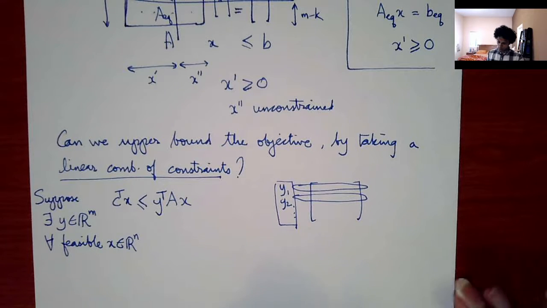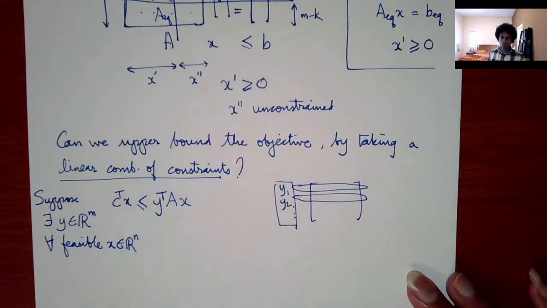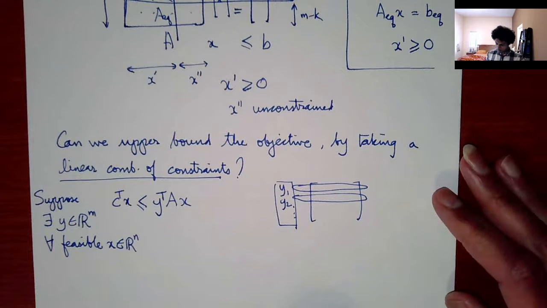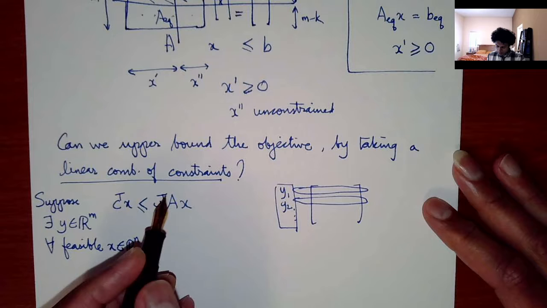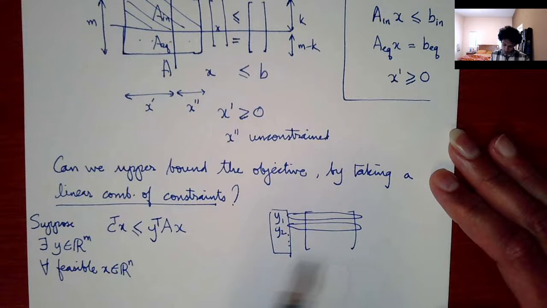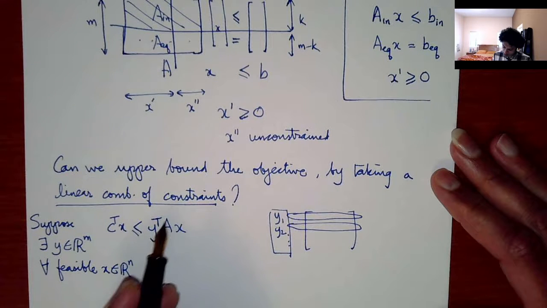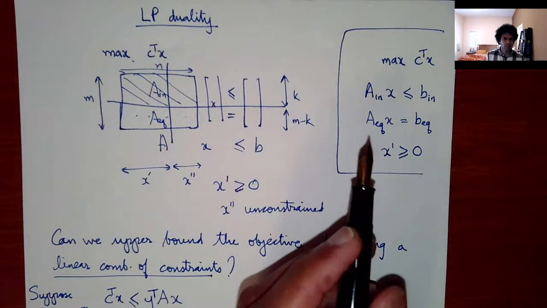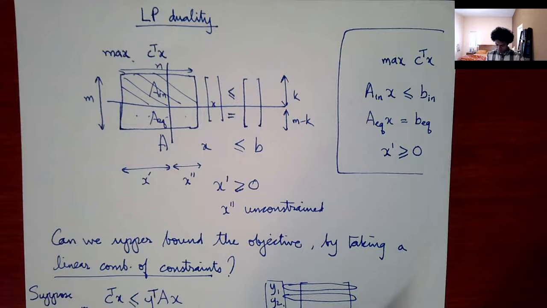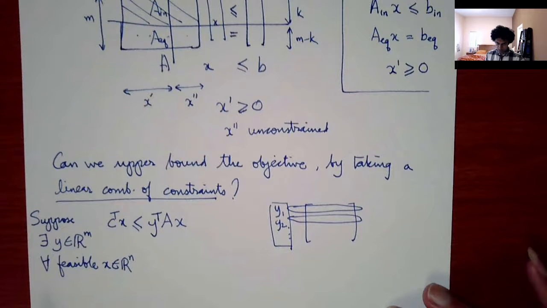Suppose you had such a Y. Then what can you say? Let's think of the simpler case. Suppose you had the standard form, where you know that Ax is essentially less than or equal to B. Suppose this was true.